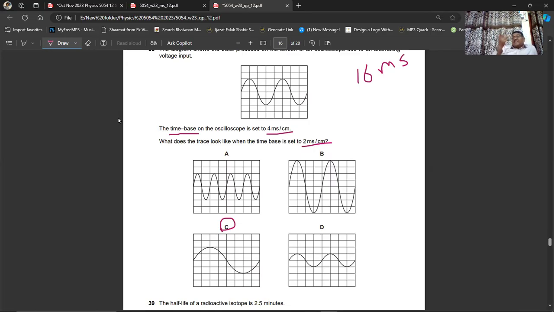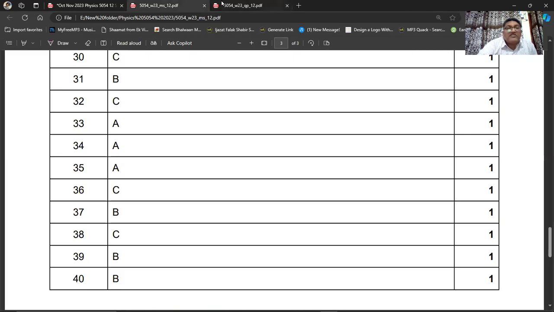Now they change the scale of the CRO. So now it is 2 milliseconds per centimeter. So the same time period, but the scale has changed. So divide 16 by 2, you get 8. So that trace will be on the 8 centimeter because the vertical scale has not changed. So the amplitude will still be the same. So C is the right answer, sir. Hopefully you understand. Question number 38, C is the right choice, sir.